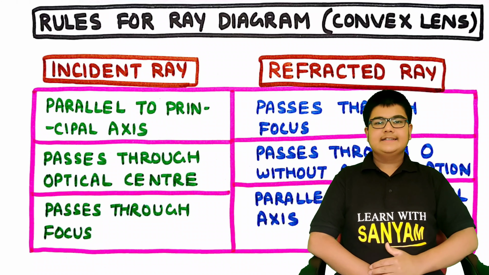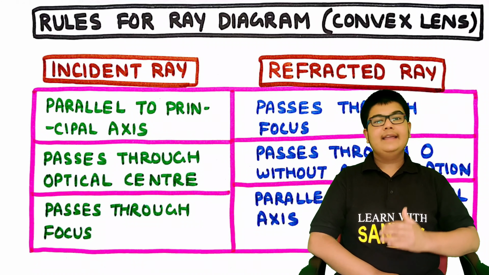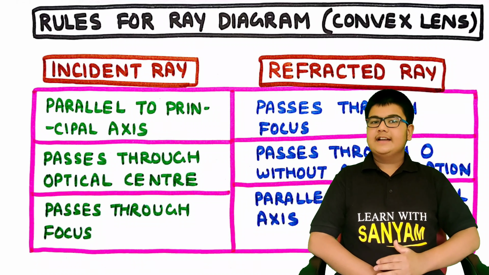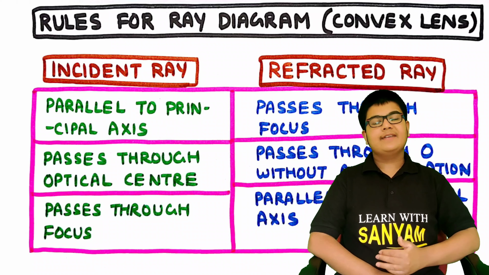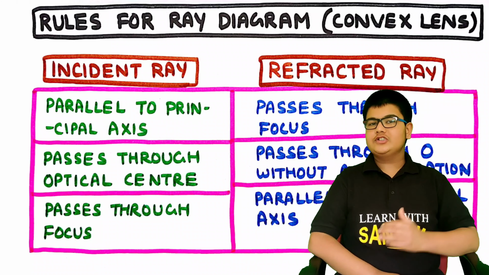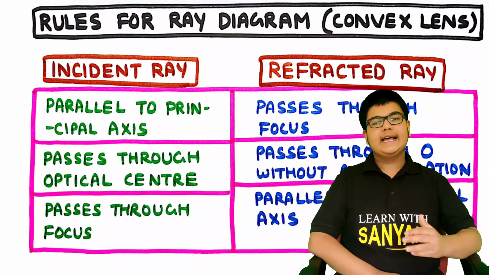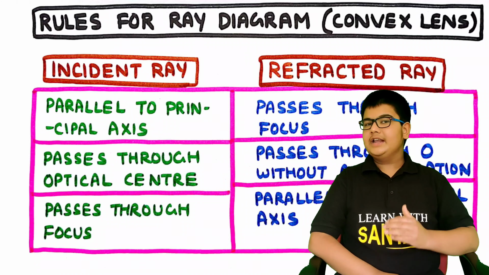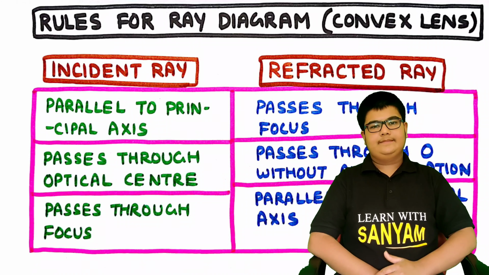Now let's discuss image formation by spherical lenses. As we studied in the reflection by mirrors, again for refraction by spherical lenses, we first have to study the rules for making the ray diagrams, and then we will study image formation. So there are 3 rules, and let's study them.